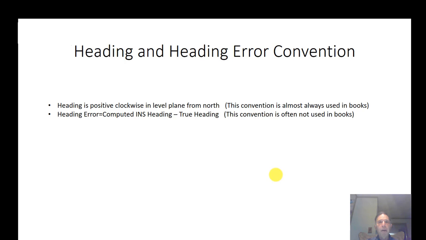Let's point out in our convention, heading will be positive clockwise in the level plane from north, which is a classic convention. Heading error is computed as inertial navigation system heading minus true heading. This convention is sometimes not used in books.